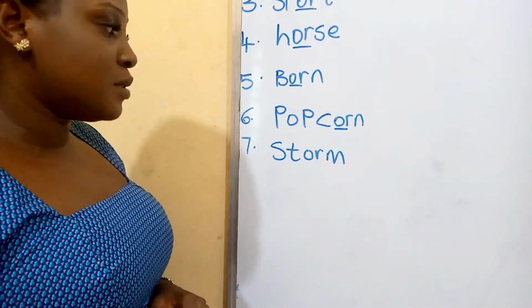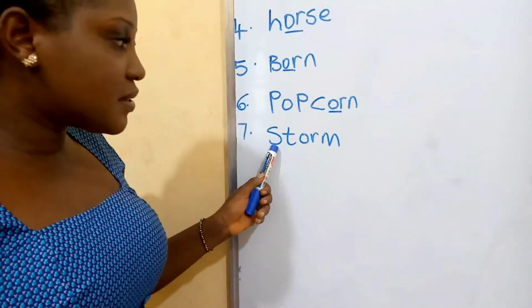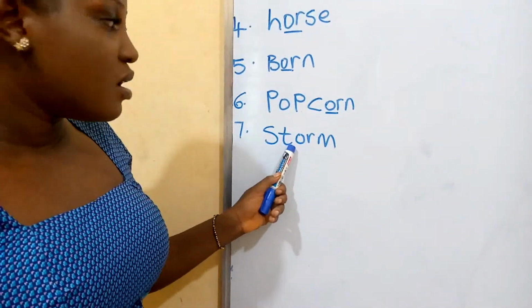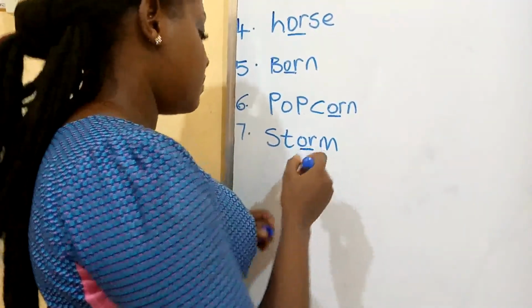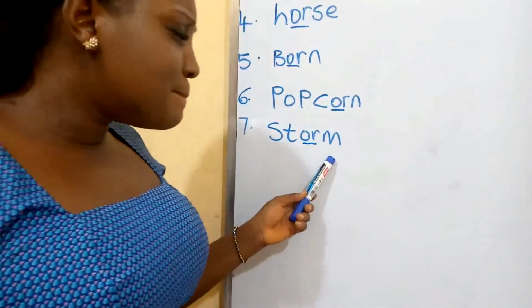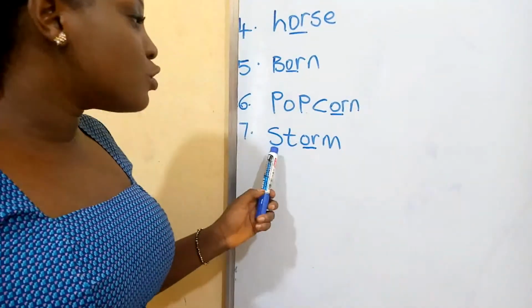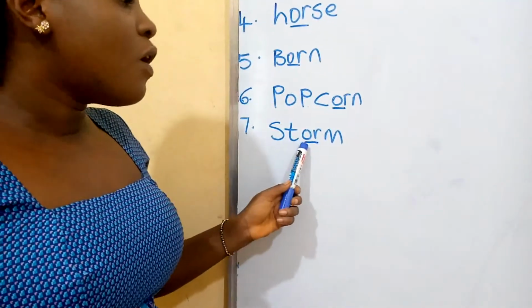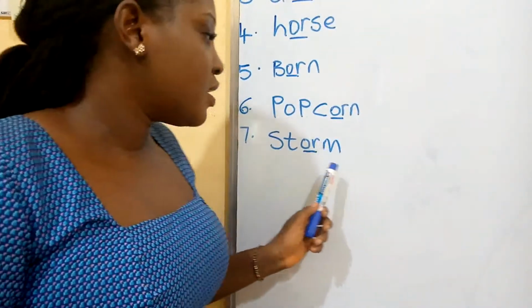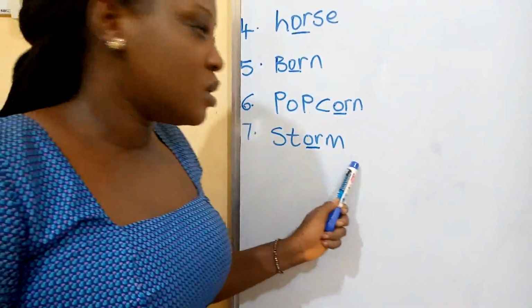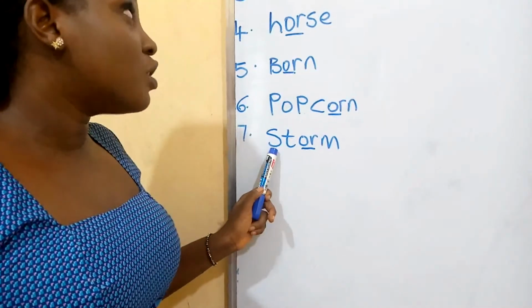This is what? Number 7. So now let's sound this together. What sound is this? S. This is what? T. And this sound is what? R. Is what? R. And this is what? So it gives us what? Arm. Arm. Gives us what? Storm. Gives us what? Storm.